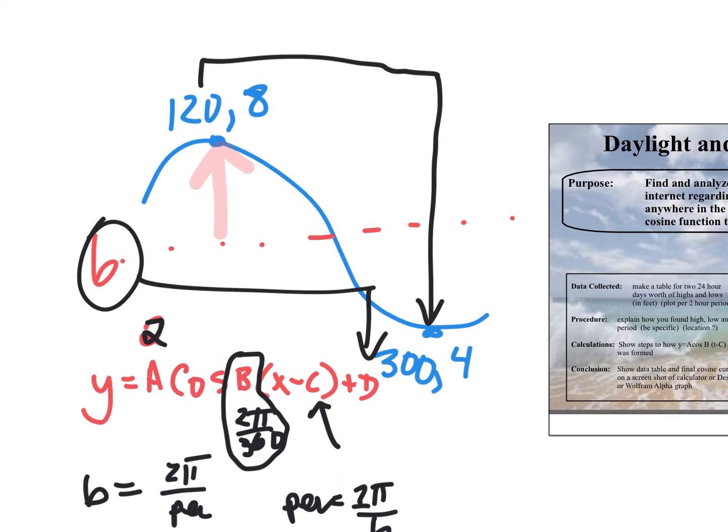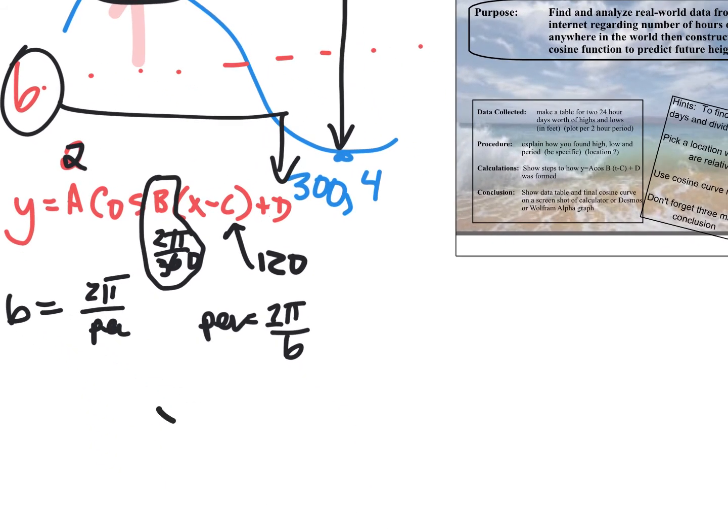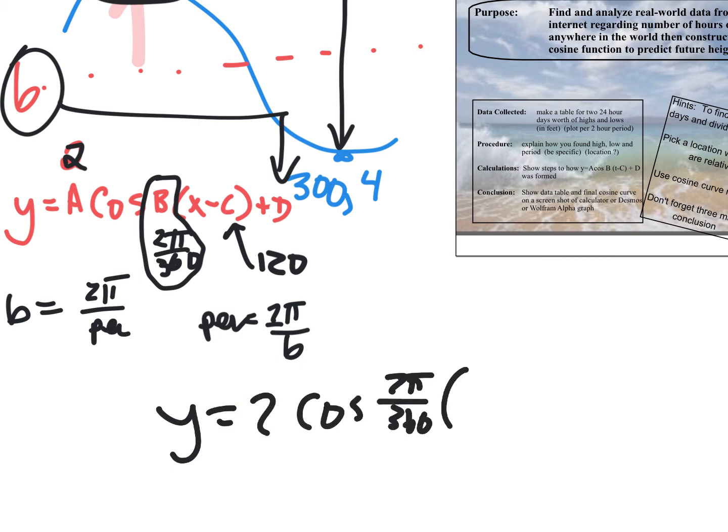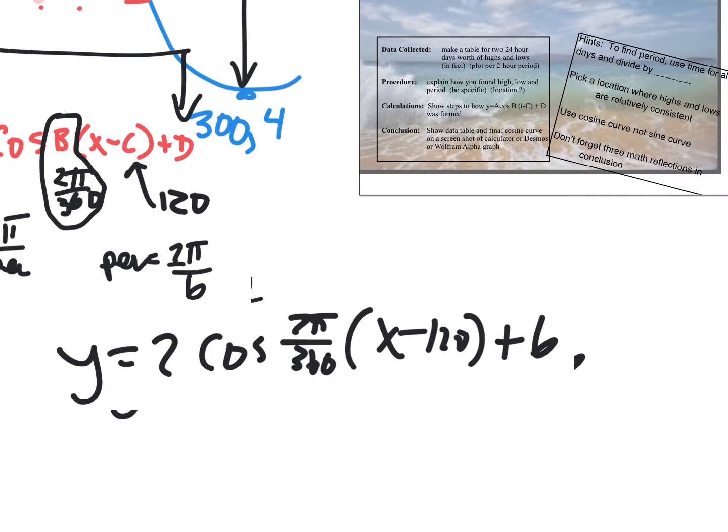And last but not least, this shift. That is simple. The peak of cosine should be at 0, but it's not. It's at 120. So it's been shifted to the right 120. So your final answer was y equals 2 cosine of 2 pi over 360 times x minus 120 plus the D, which is how far up it just shifted, which was 6. And there you go.